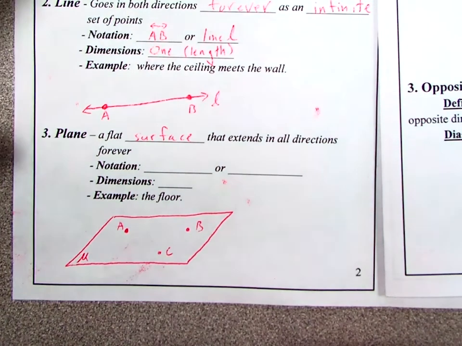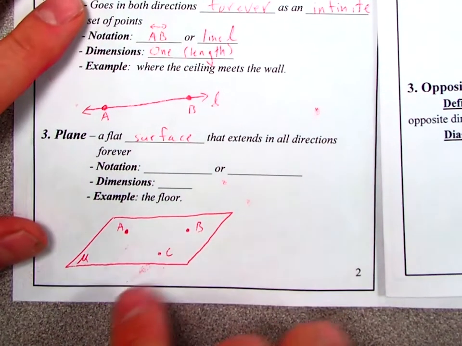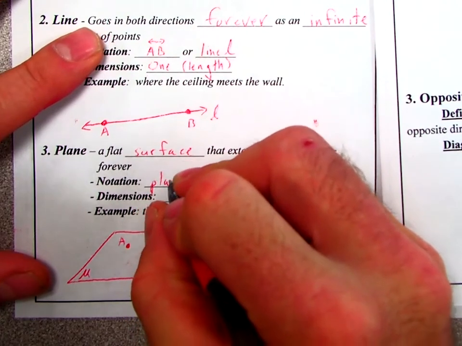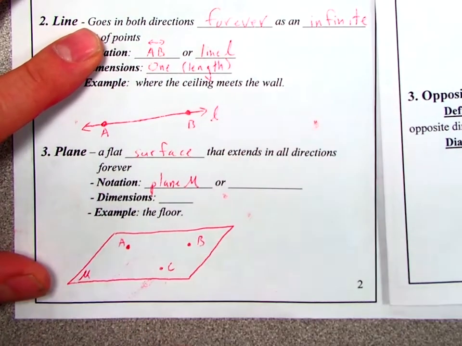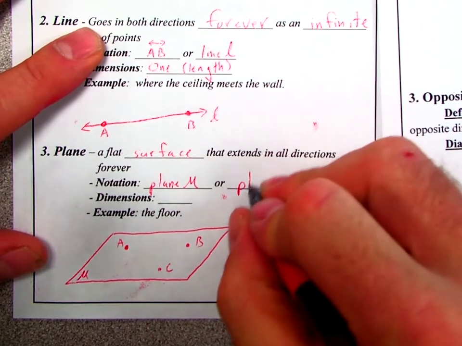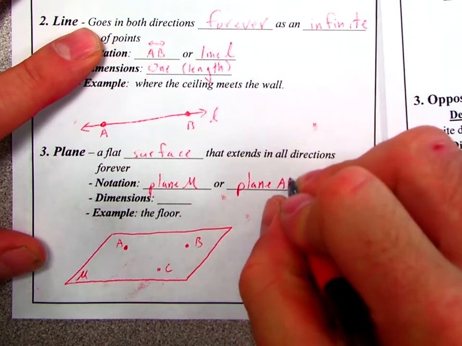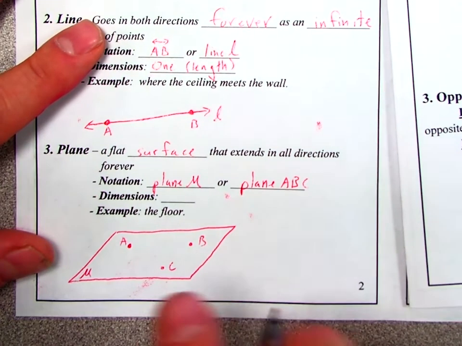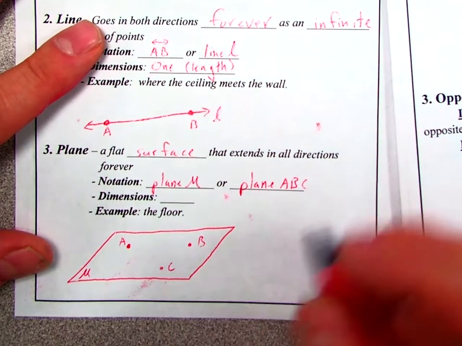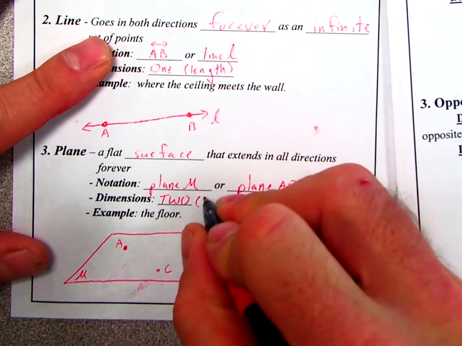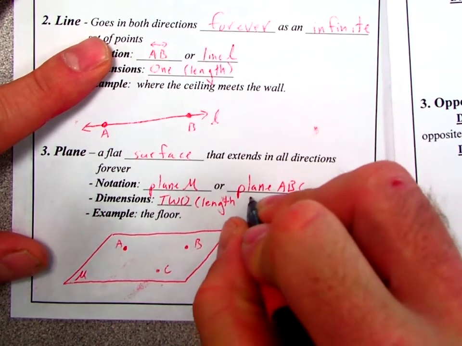So when we write the name, every time we write a plane in a sentence, we're going to say plane M for the capital italicized letter, or we can say plane ABC. And all you need is 3 points. You don't need to write 4, even if there were 4. Well, the plane has 2 dimensions, it has length and width. Okay, so we say it has 2 dimensions, length and width.